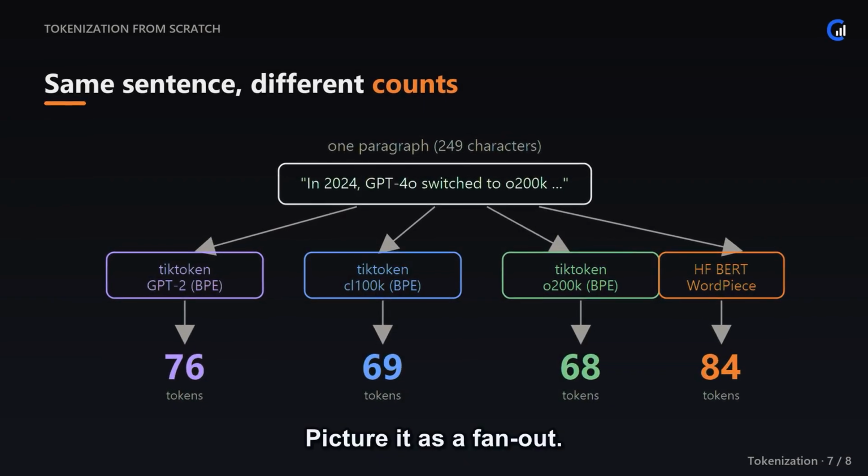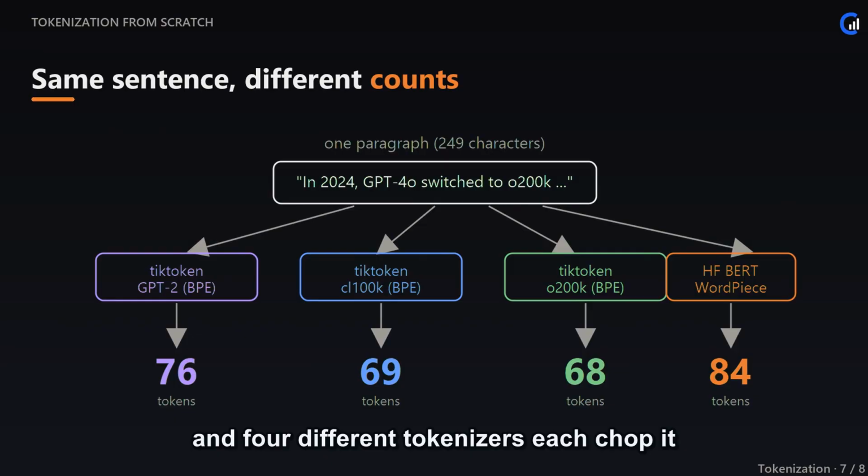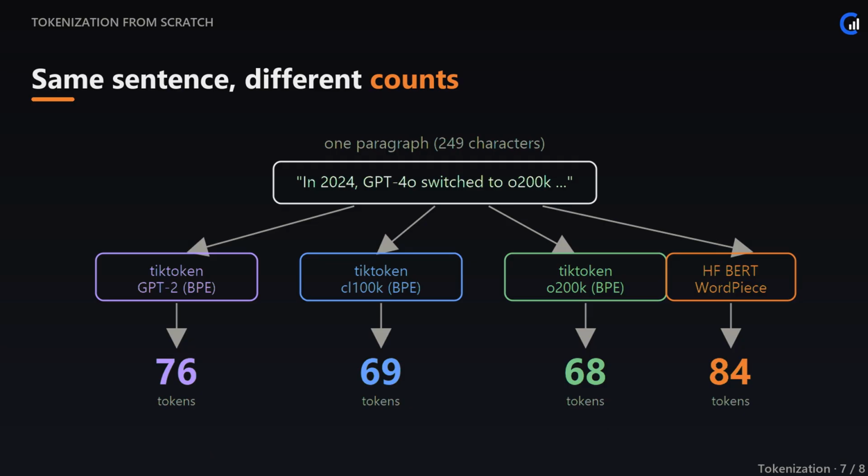Picture it as a fan-out. One paragraph goes in at the top, and 4 different tokenizers each chop it their own way, producing 4 different counts. This is why token counts are never absolute, they are always relative to a specific tokenizer. When someone quotes a price per token or a context window in tokens, it only means something once you know which tokenizer drew the lines.